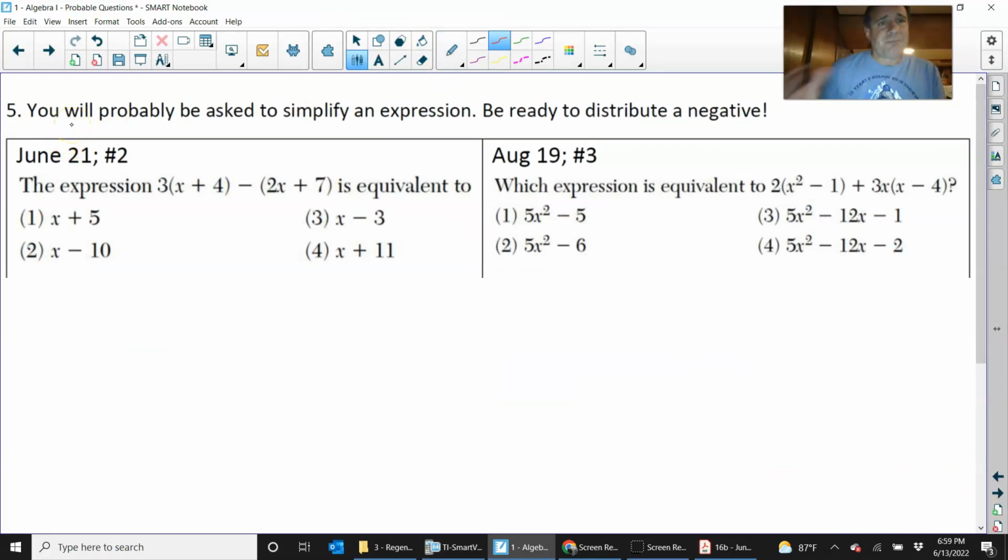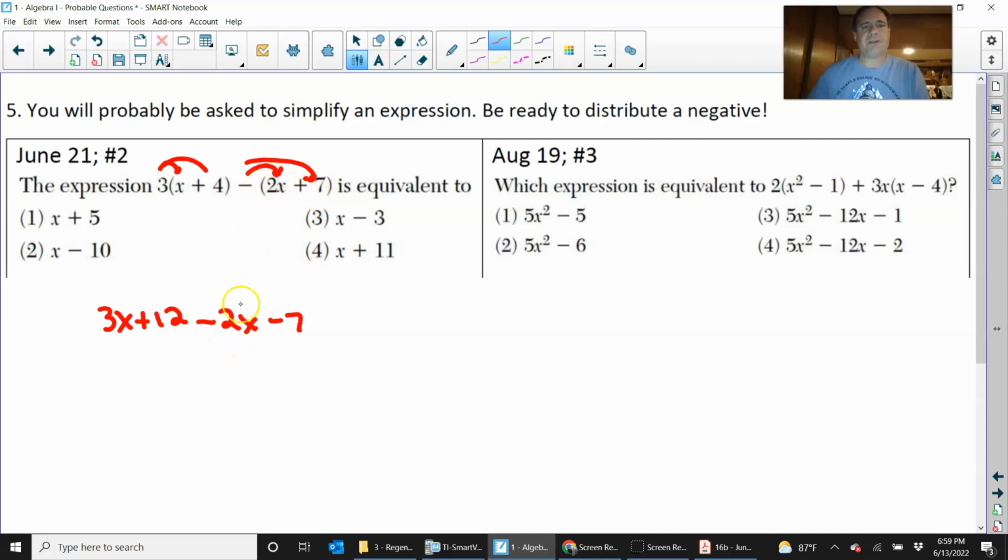Number 5, you'll probably be asked to simplify an expression. Just remember that you will be asked to distribute a negative. So we're going to have distributive property here. We're going to go 3x plus 12, and we're going to distribute this negative. Remember, when you distribute a negative, you will make everything inside that second set of parentheses the opposite sign. You will negate everything inside that parentheses.